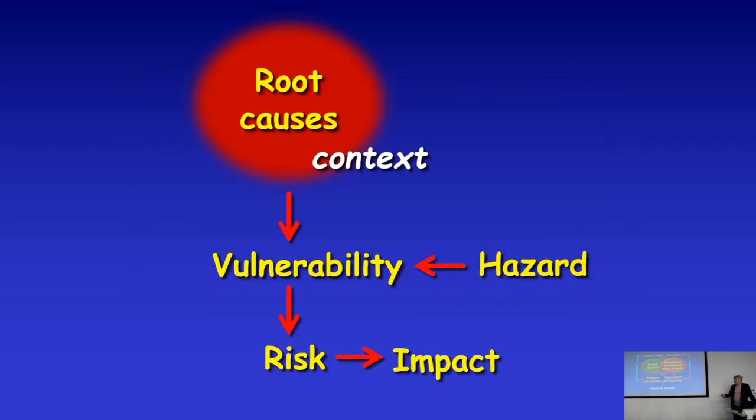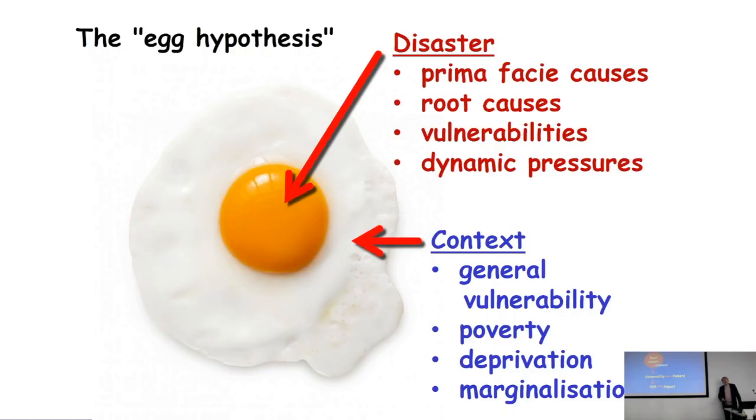So, right. Root causes, therefore, are very important. Studying context is very important. Now, we're quite used now to the idea that vulnerability and hazards are things that we have to get together in order to understand risk and impact. But it's time we devoted a lot more attention to root causes and how they influence vulnerability, plus a variety of other factors. I would call that the egg model.